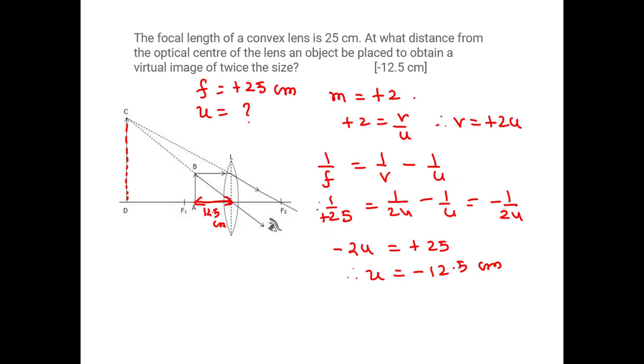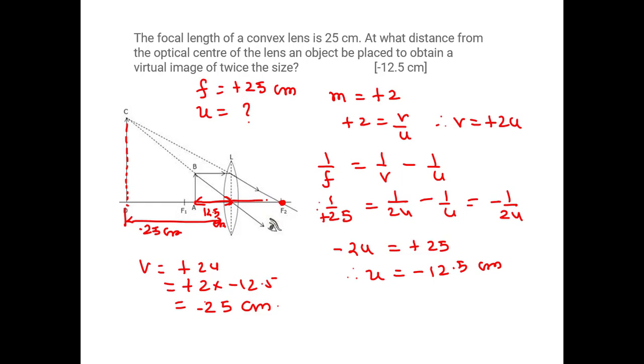We can also find out v, even though it is not asked in the question. v is equal to plus 2u. So plus 2 into u, which is minus 12.5, will be equal to minus 25 centimeter. So this distance will be minus 25 centimeter. This is 25 centimeter. And the focal f2, this distance is given to us as 25 centimeter.